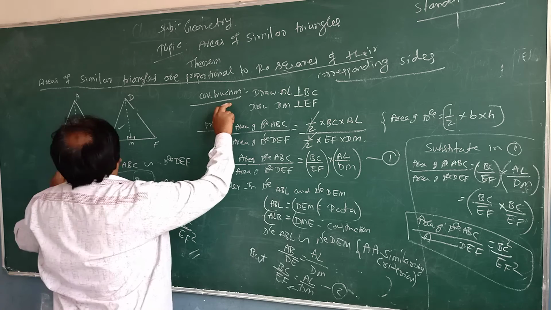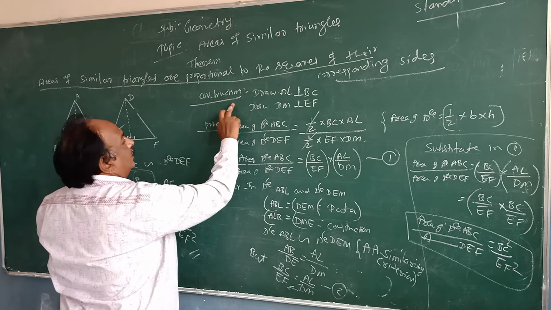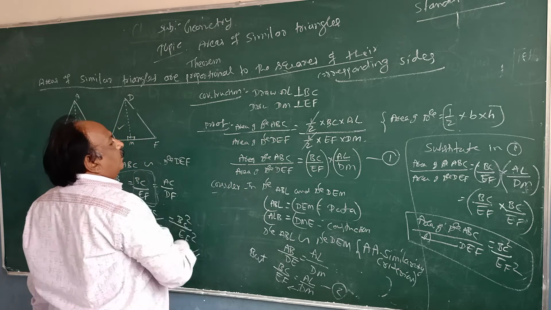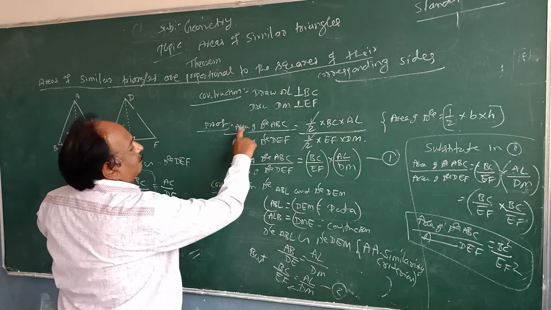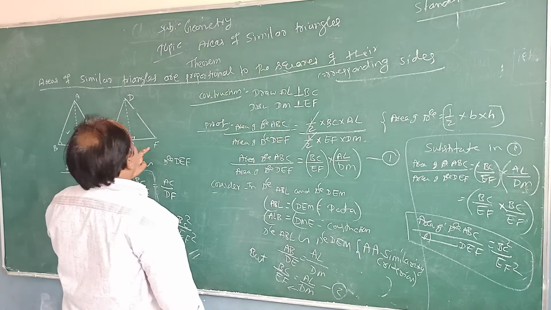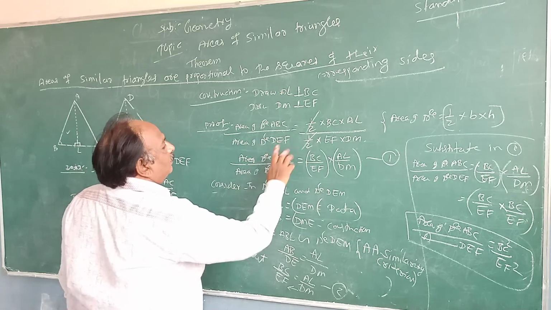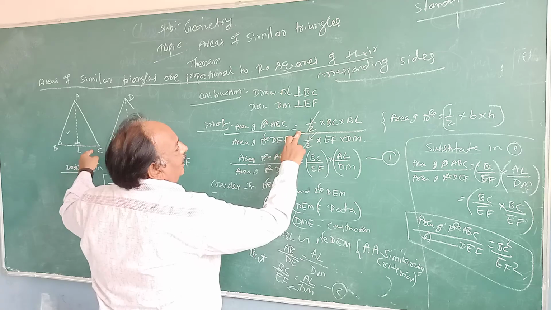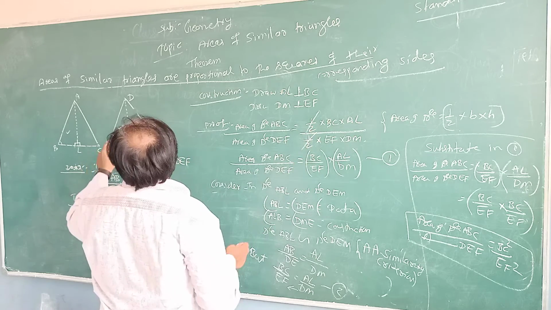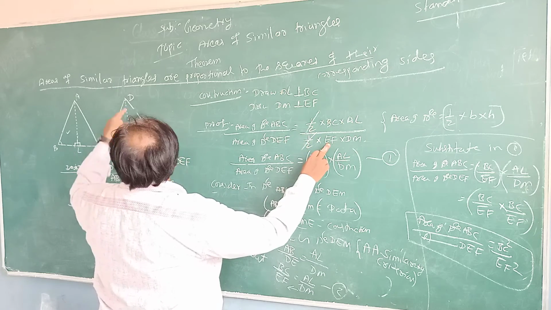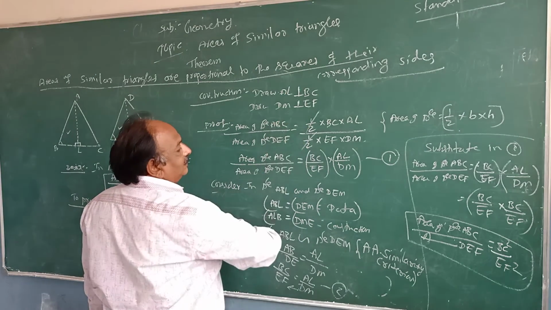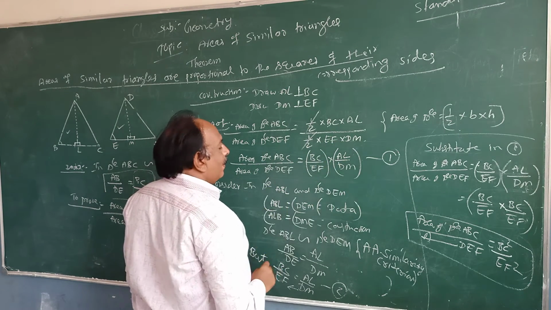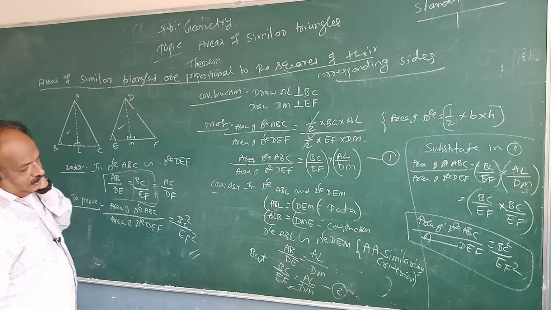Proof. Construction: draw AL perpendicular to BC, DM perpendicular to EF. Proof: area of triangle ABC divided by area of triangle DEF is equal to half into base BC, height AL, divided by half into base EF, height DM. Half and half cancel, giving BC by EF into AL by DM. Call it equation number 1.